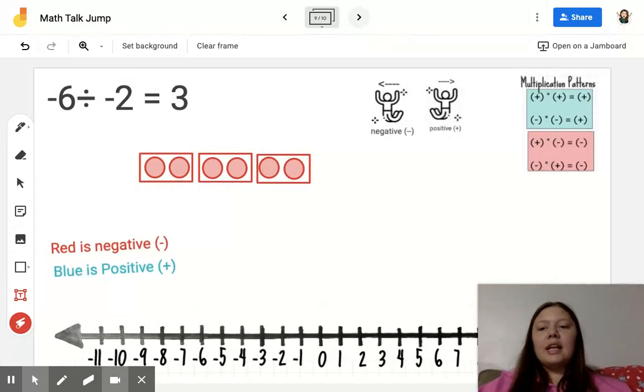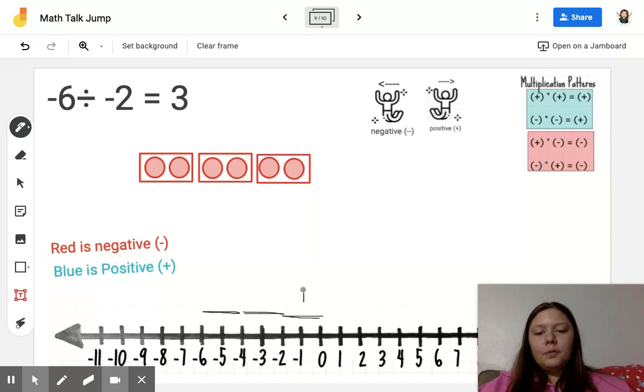Here we've got a negative divided by a negative. All right, so how many groups of negative 2 are in negative 6? Right? Oh, here's one group. Oh, I want my pen. Here's one group, right? Here's 2 groups. Here's 3 groups. 1, 2, 3.